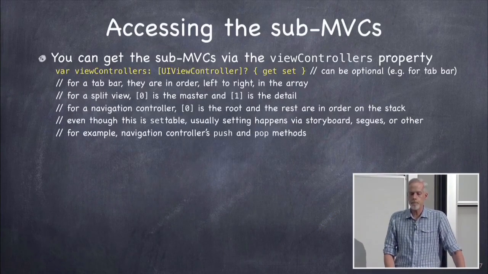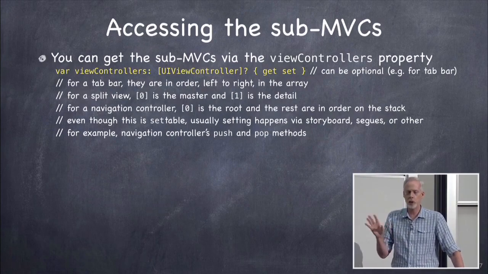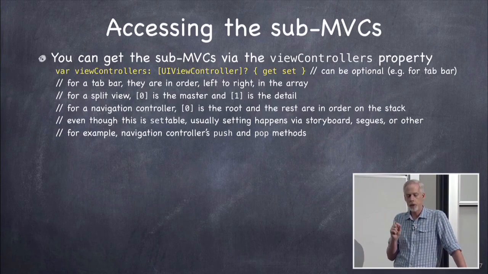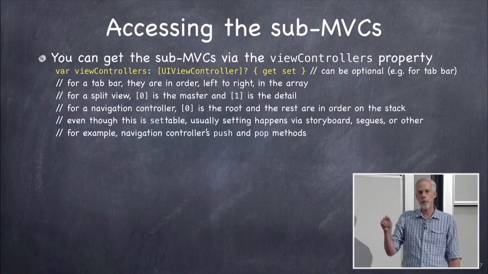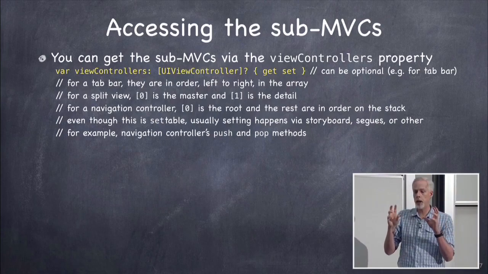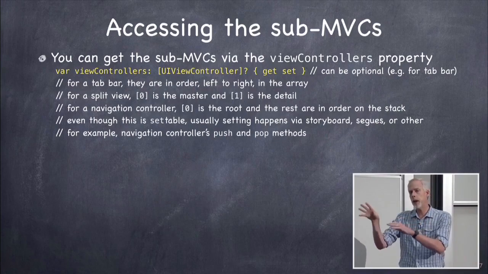So, I'm going to talk a little bit about how we hook all this up, because of course we're going to do all this hooking up with control drag in Xcode. That's how we hook everything up. But I want to talk a little bit about the code behind, so you know. There's an important var that is in these view controllers, like tab bar controller and navigation controller and split view controller. It's called view controllers, and it's an optional array of UIViewControllers, and it means different things depending on which one you're in.